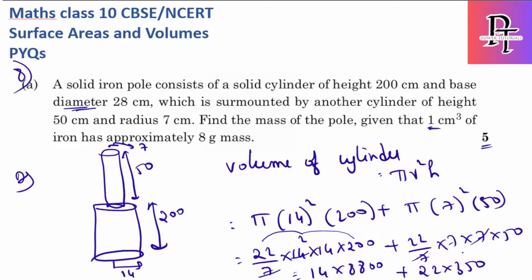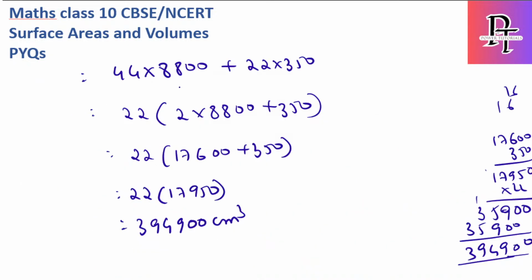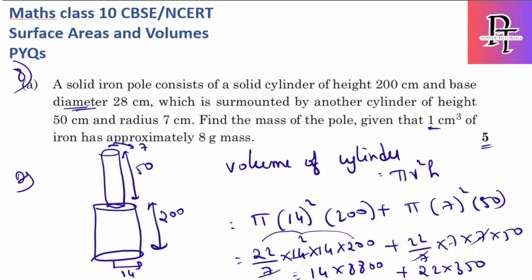14 into 8800. Okay, here also it is 22 into 350. Fine. So again 44 into 8 is 2250, 22 common, 2 into 8800 into 350. This becomes 17600 350. Just addition, I got it, and then multiply. Okay, everything is correct. So what is the next question?